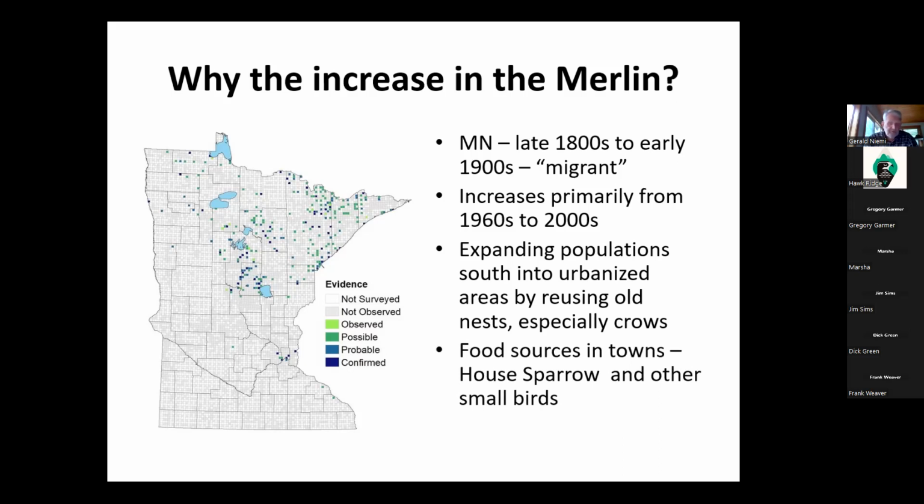And I think another factor coming into play is the food sources available in towns, house sparrows and other small birds. So they primarily forage on those particular species.